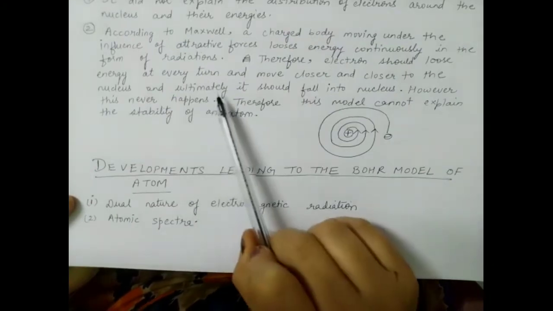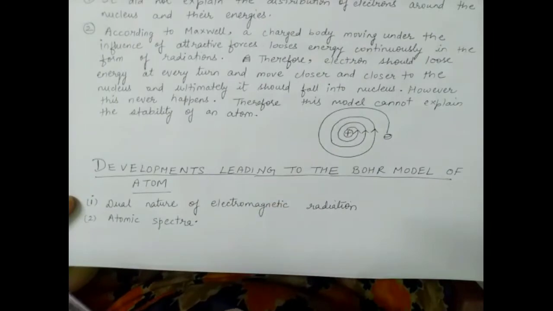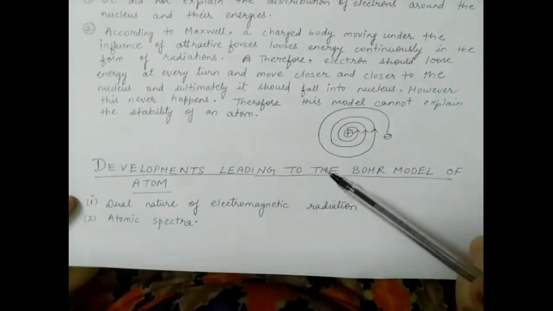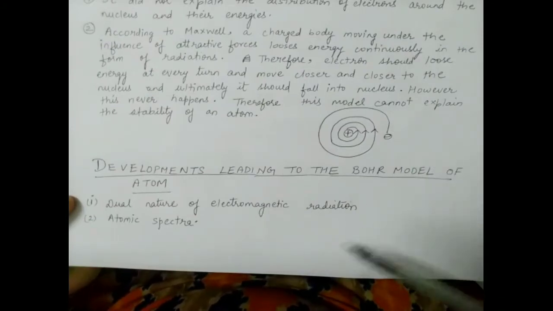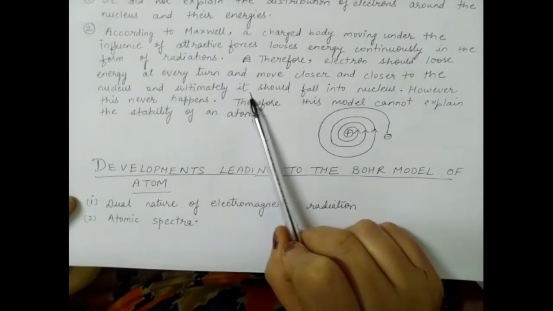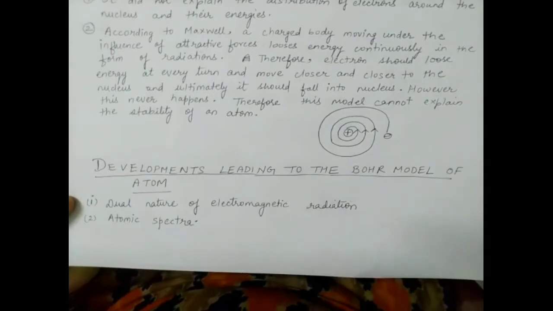Clear? And what will happen? It will move closer and closer to the nucleus, because its orbit will become smaller. The electron is losing its energy, its velocity is decreasing, so its path will become smaller and smaller, and ultimately what will happen? It should fall into the nucleus. This should happen actually if the electron is negative and the nucleus is positive, and the electron is continuously revolving around the nucleus.